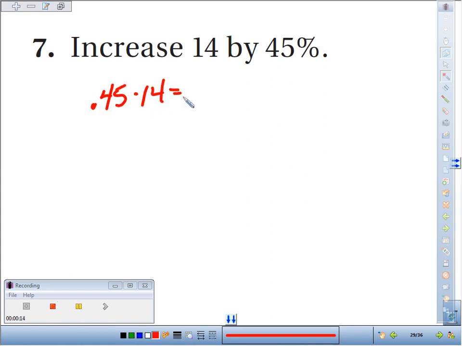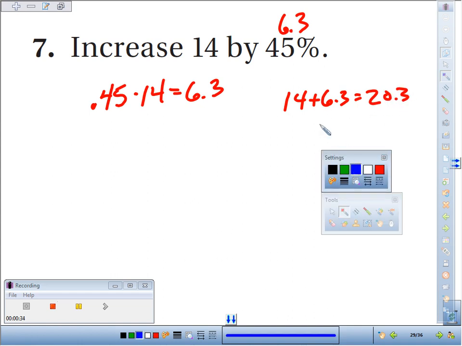If you do that, 45% of 14, you could use the equate or the proportion method to find what 45% is as well. That's fine. You get 6.3. We have to increase 14 by that much. We have to increase 14 by 6.3. So find out what the percentage is and then just add it to the original. You get 20.3.